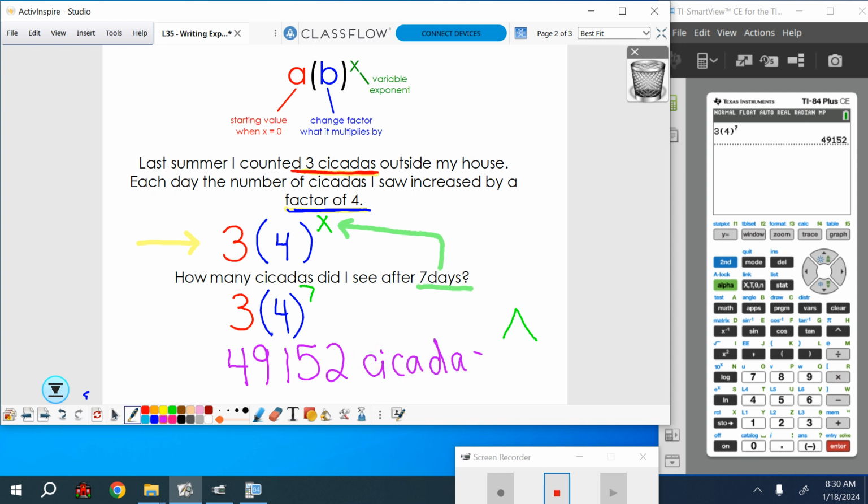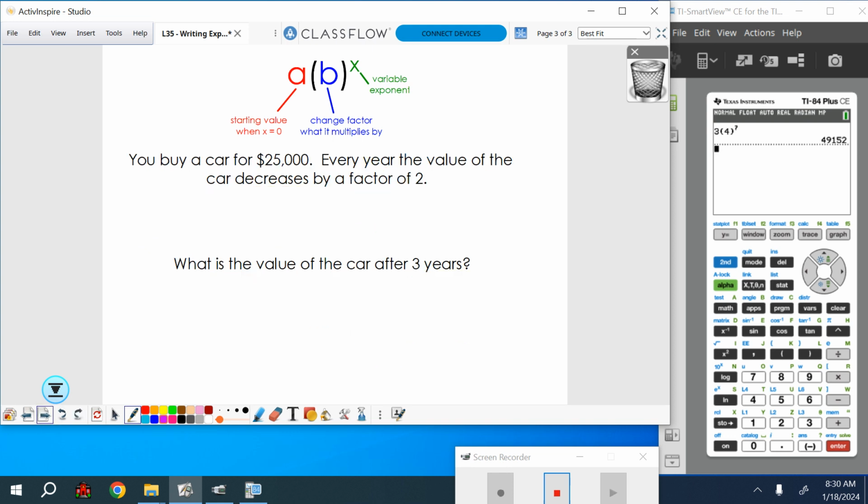So let's try another one of these problems. All right, so again, we're going to start off looking for our information here. It says you buy a car for $25,000. That's going to be my starting amount. Every year, the value of the car decreases by a factor of 2.